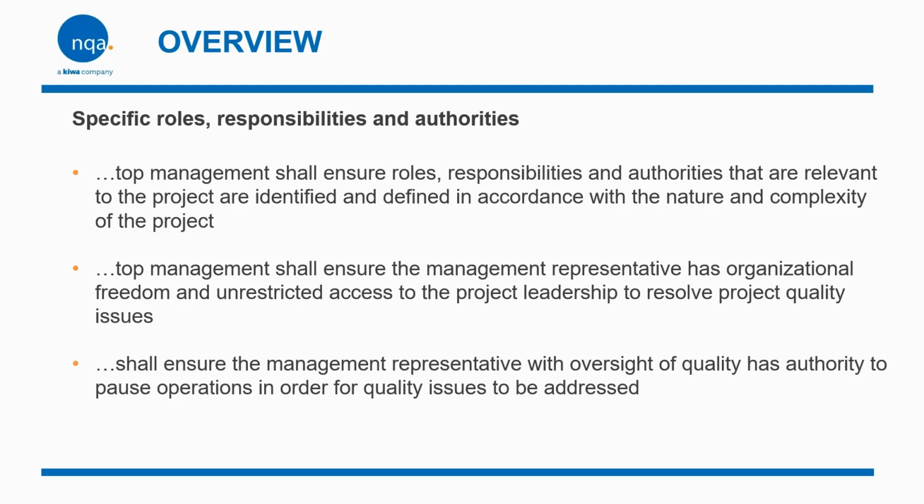They're also given the authority to intervene. Critically, the management representative must have the authority to pause or stop operations where they think there's going to be a quality issue. BS 99001 makes it clear that quality is a leadership issue, and leaders must ensure that they've got the right people and that they have the right authority to protect it.